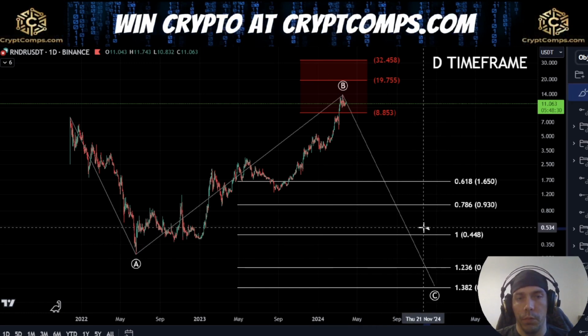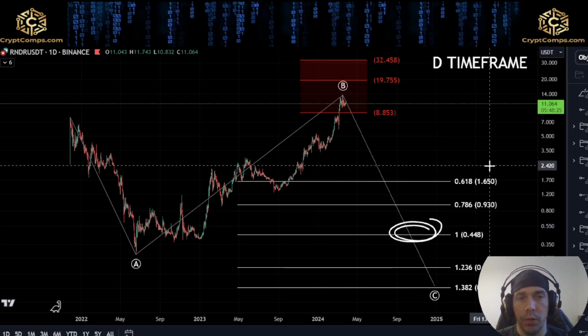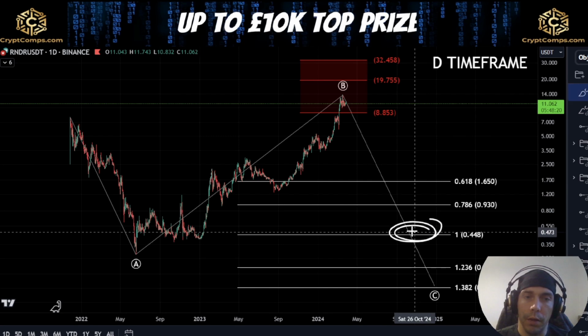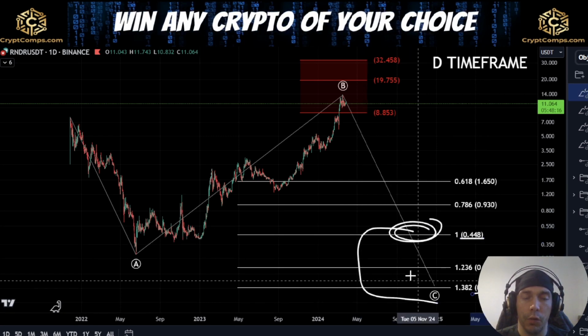Now, as a truncation in this, as a running flat, I'd be looking towards this 1-to-1 level. The 0.618 is a very rare target, but if we do look at the most common zone, it's going to be lower down here between this 44 cents and this 12 cents.